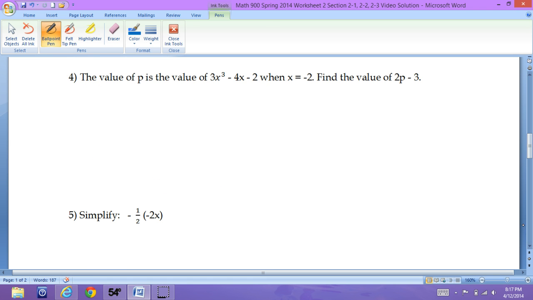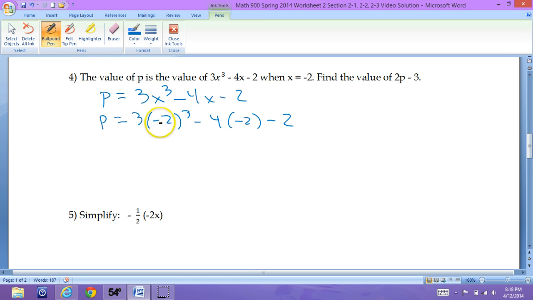Okay, now the value of p is the value of this when x is negative 2. Then find the value of 2p minus 3. So first we have to substitute negative 2 and find p. So pretend this says something like p equals 3x cubed minus 4x minus 2. But now we have to substitute the negative 2 in everywhere we see an x. And remember, we're doing parentheses because the cube has to apply to everything. So we're going to do the cube, which is negative 2 times negative 2 times negative 2, which is negative 8. And then we're going to minus 4 times negative 2, which is negative 8, minus 2.